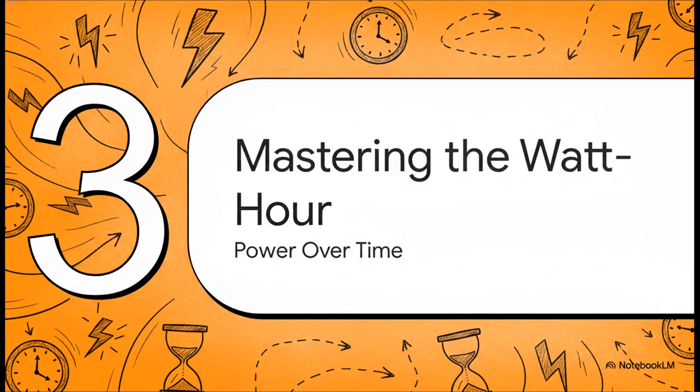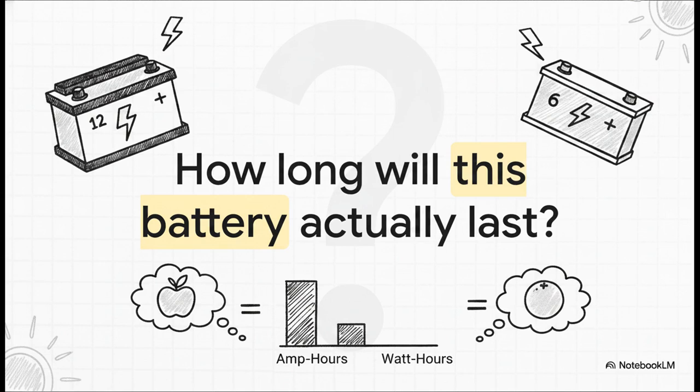Okay, we've got our core vocabulary down, so let's hit Section 3, mastering the watt-hour. To truly design a system that works, we have to introduce power over time into our equations. How long will this battery actually last? It is by far the most common question for anyone building a DIY solar system. Unfortunately, if you just look at the label on a battery at the hardware store, you're usually going to see an amp-hour rating. But as we just learned, amps without volts don't tell us the whole story. Comparing a 6-volt battery's amp hours to a 12-volt battery's amp hours, you're basically comparing apples to oranges.